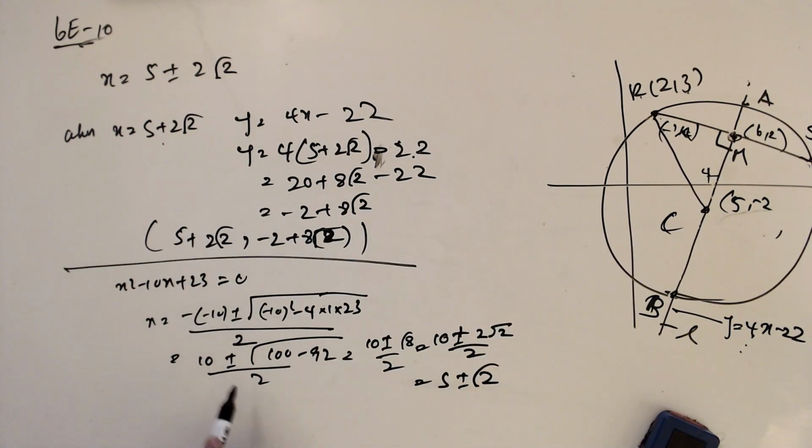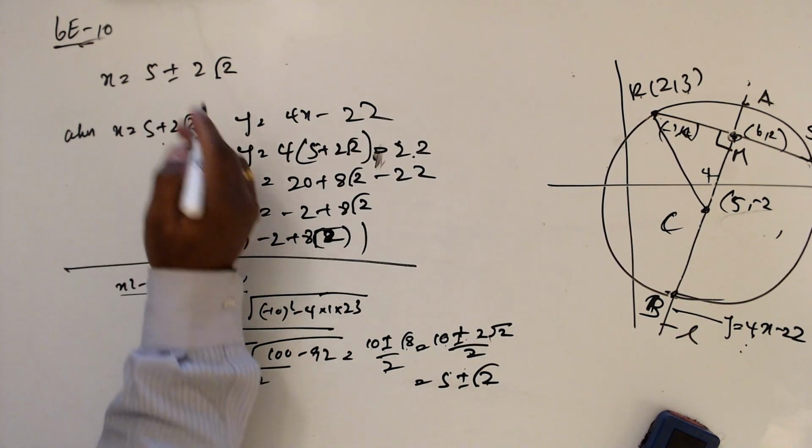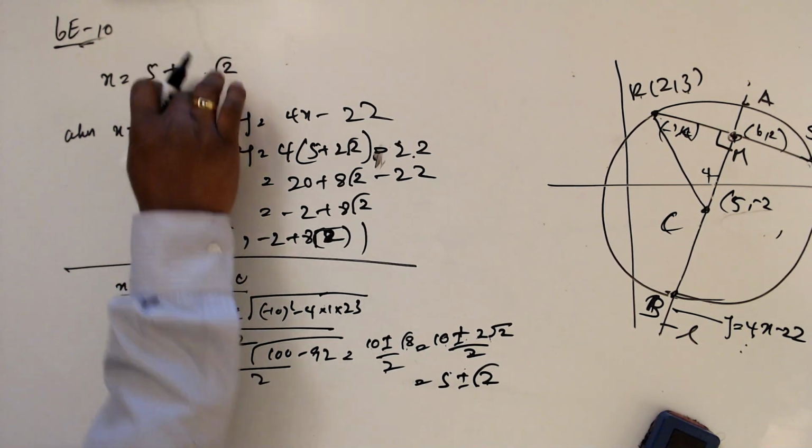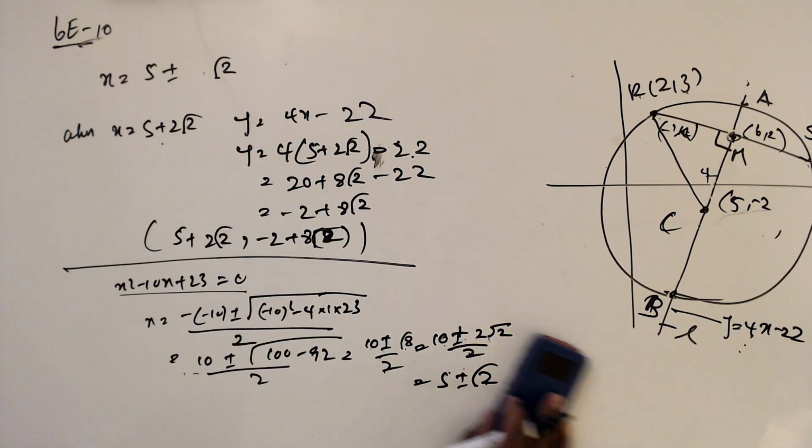I will do a small correction. I worked from this equation, then I found the x value, so I will get plus or minus the square root of 8 over 2. When I work on this, I made a mistake here. 10 plus or minus 2 square root 2 over 2. So 10 divided by 2 is 5, plus or minus, the 2 and 2 cancel out, square root 2. But I wrote here 2 square root 2, and it is going to be 5 plus or minus square root 2.